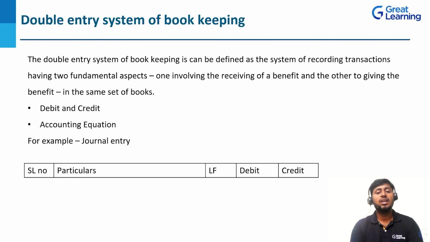For example, journal entry. For double entry system of bookkeeping, one more example is journal entry. Format for journal entry is serial number or date, particulars, ledger folio, debit and credit. Okay, this is the format for journal entry. Same example I will take: purchase of plant and machinery for rupees 10,000 paid in the form of cash. So serial number 1 or whatever the date is, that we are going to record.